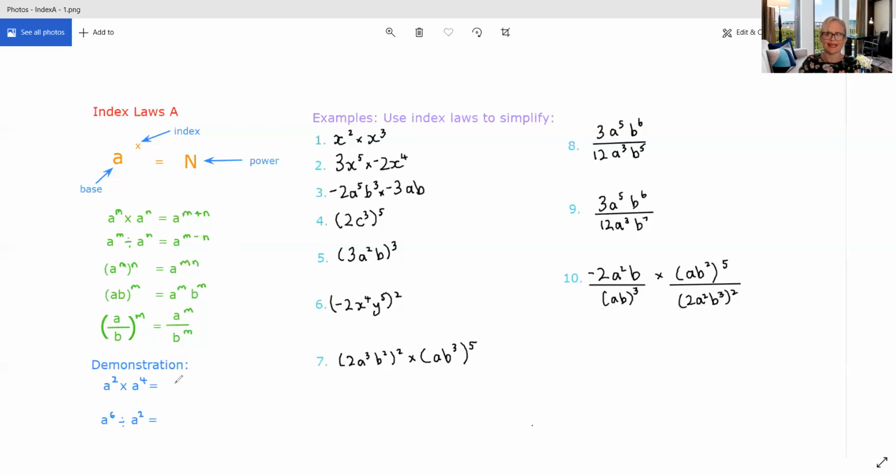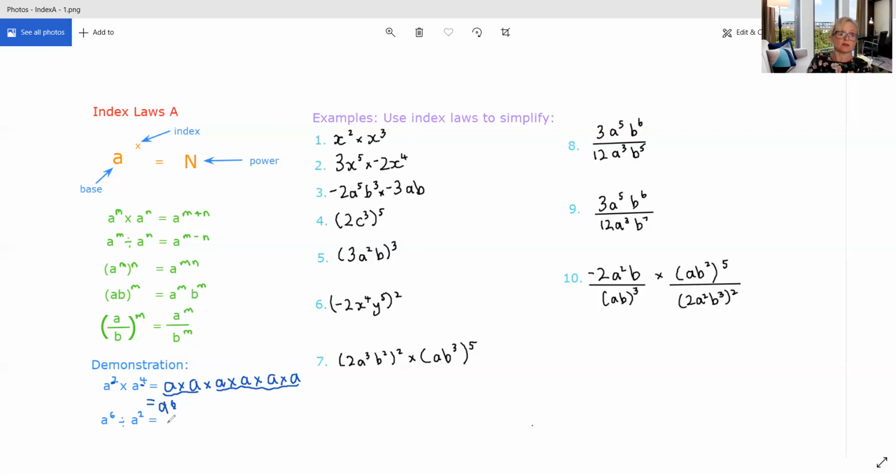Let me just show you an example as to how that all plays out. So a squared is 2 factors of a, times a to the 4th, you've got 4 more factors of a. So we've got 2 factors of a and 4 factors of a. So altogether we've got 6 factors of a. That's why, in essence, you're adding those indices, because that's telling you how many factors you've got. And obviously, if you're multiplying, you're having that number more factors.